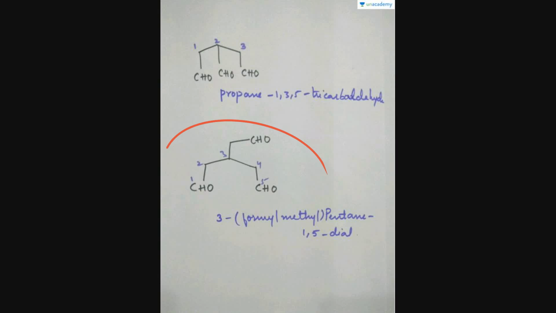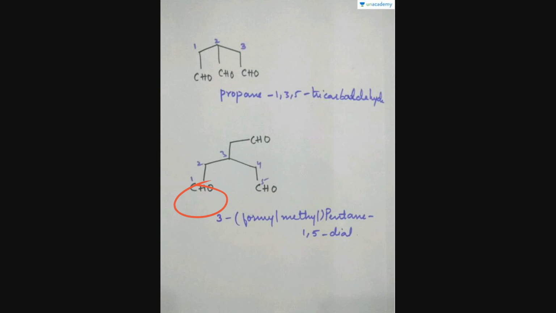Consider this example. Here we have a branched chain, so we write it as usual. We start numbering this way: 1, 2, 3, 4, 5. And this is treated as a substituent, so this becomes 3,4-dimethylpentane-1,5-dial. Here we have two principal functional groups in the parent chain, so we write it as pentane. We do not drop the e, we write it as pentane-1,5-dial.